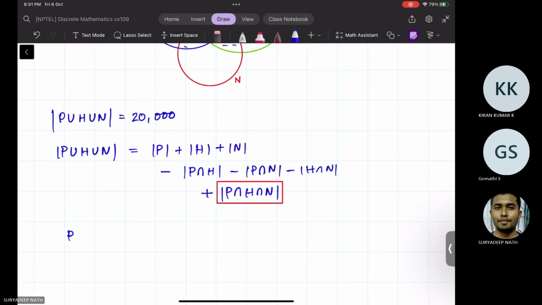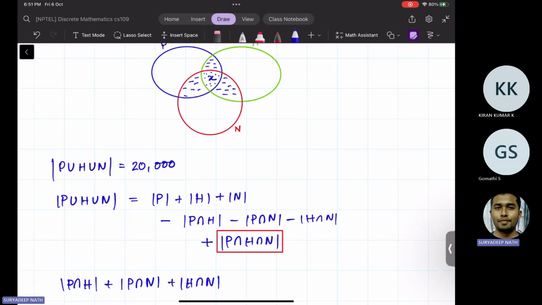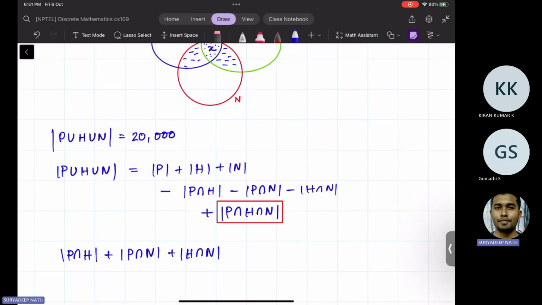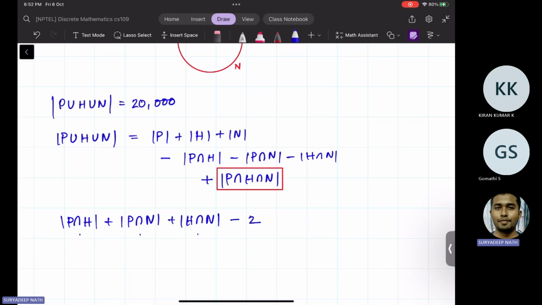So it is the sum of this plus the sum of this plus the sum of this. So now we are counting this X region, that is the dotted region, thrice. We are counting it once here, once here, once here. So we'll have to remove it. We'll remove twice of it. Is it clear why I am removing twice?